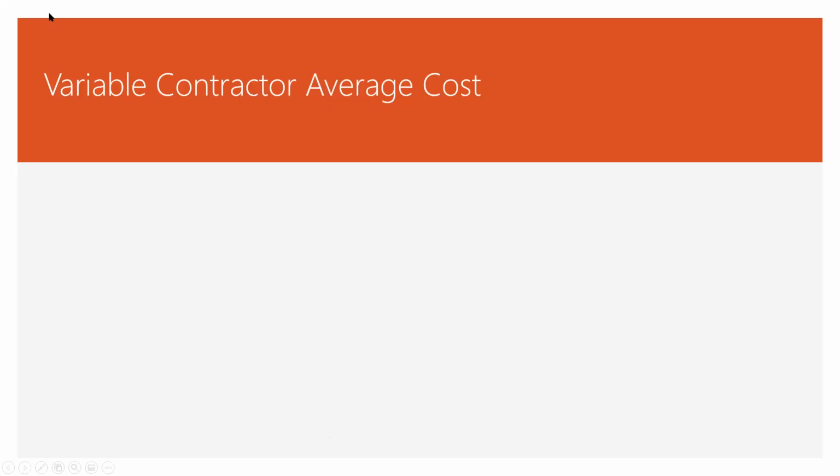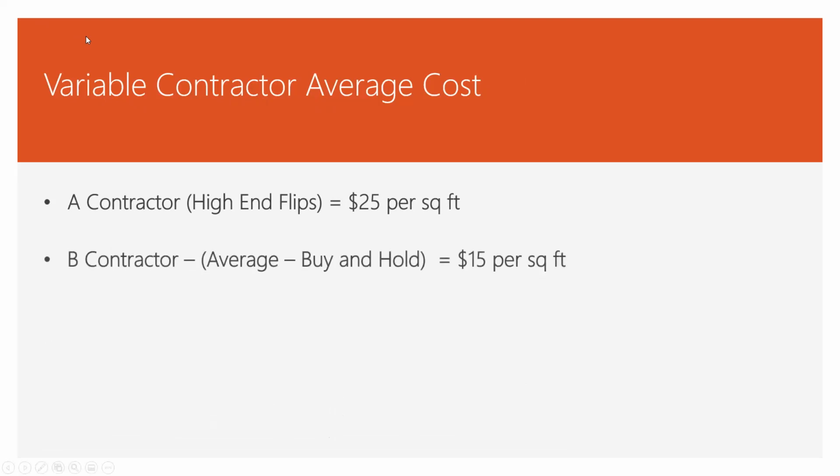But now we got to talk about, when you use that average cost, it depends on the type of contractor that you use. And so when I say $25 a square foot, that is high-end flips, okay? That's high-end. That's taking it all the way up to the top so you can get the maximum ARV. So that would be your 25 per square foot.